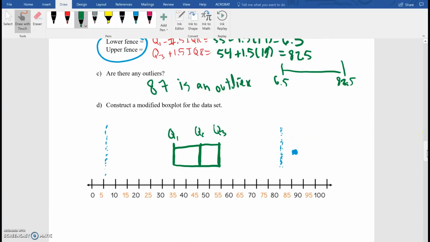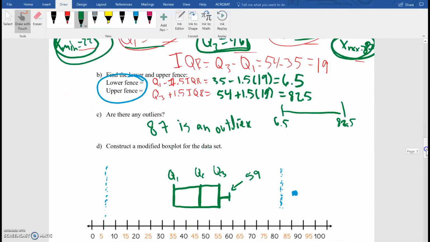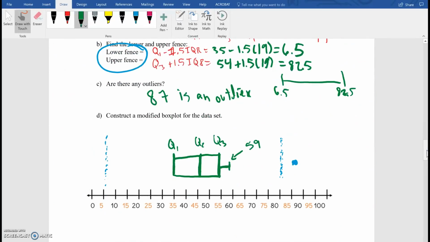Okay, so 59 is around here. So my 59 is here. So that is where 59 is at. Here's 59. My minimum value in this case is, if I go back up, my minimum value is 22. So 22 is around here. And that is my minimum value.